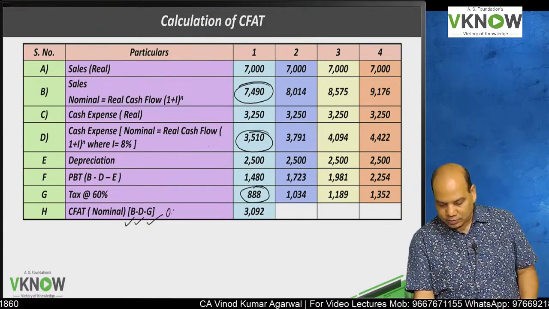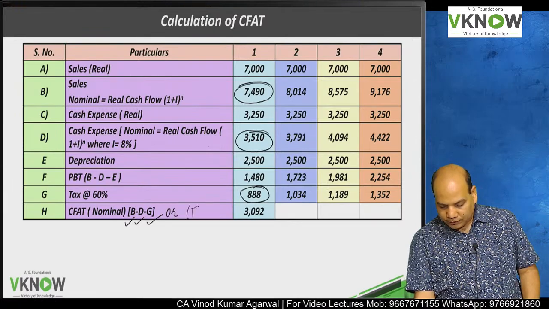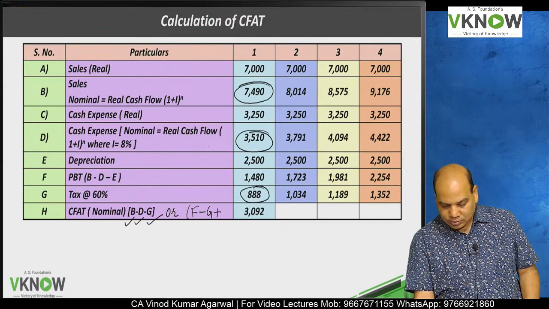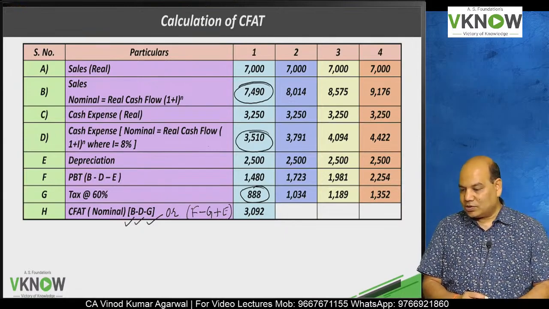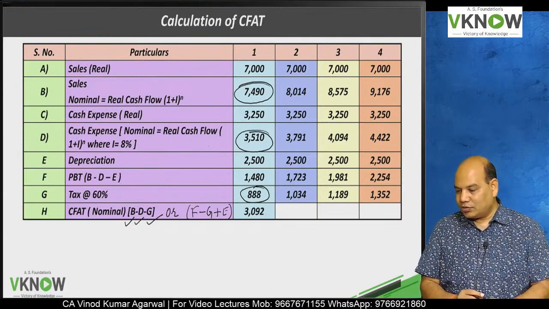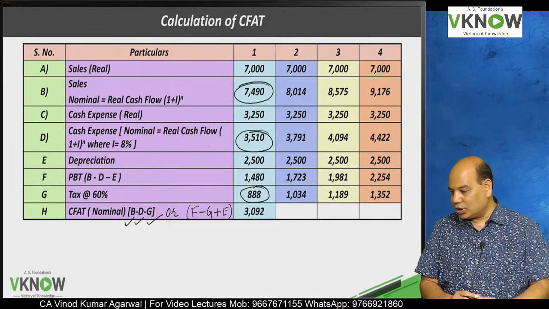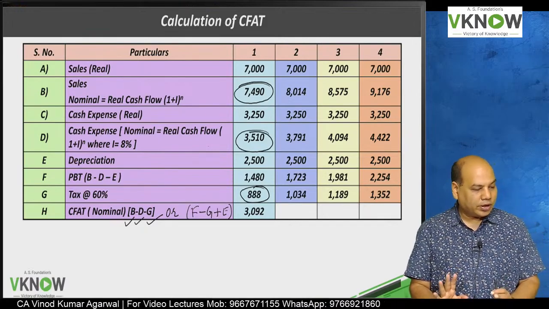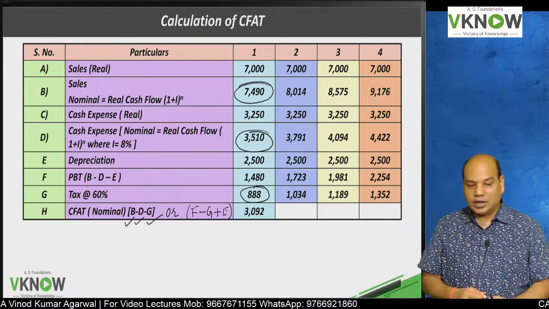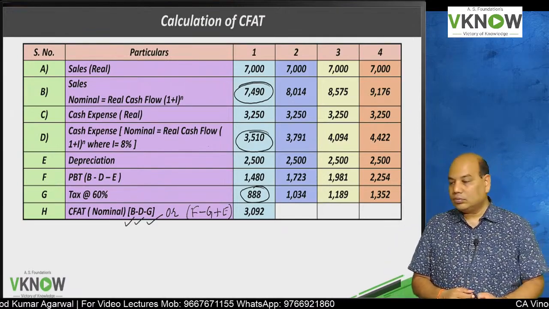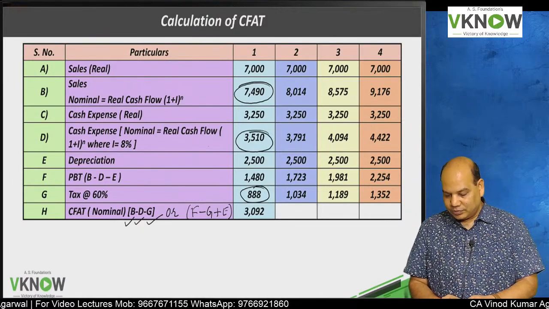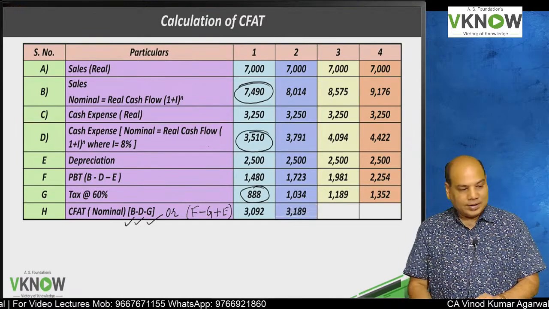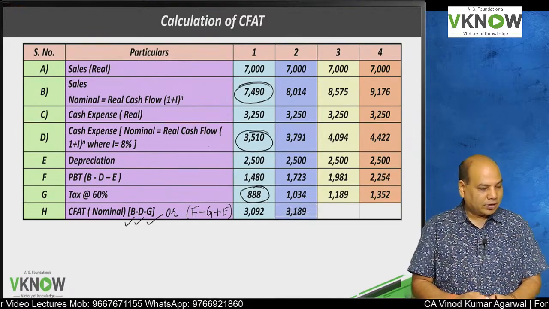Or you can write F minus G plus depreciation E. F minus G plus E is also okay. 3092. So now you got the trick. Please quickly reply second year. Second year 3189. Check. Second year 3189.